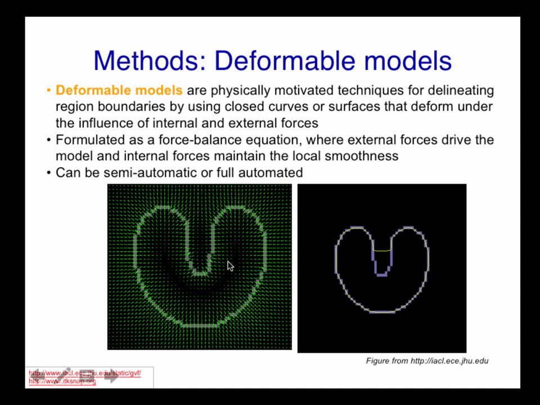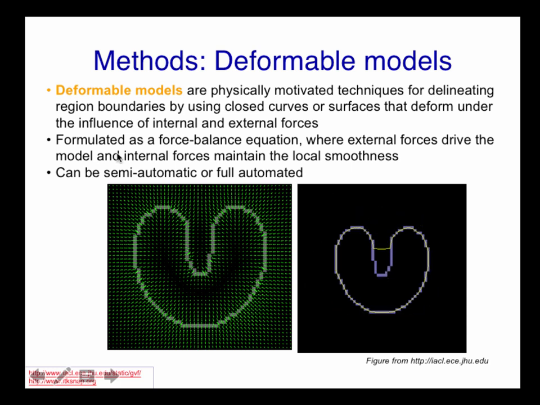So we could have external forces, so somebody pushing your contour towards a boundary that you want to find. This is actually showing a force field. These are vectors, little arrows pointing towards the boundary, this little U shape that we're trying to find here. Some people call it a toilet seat, but I prefer to call it a U shape. Here we're showing an actual deformable contour, and you can see that it starts to move towards this shape, and it stops. So that's the external force that's pushing it to that boundary.